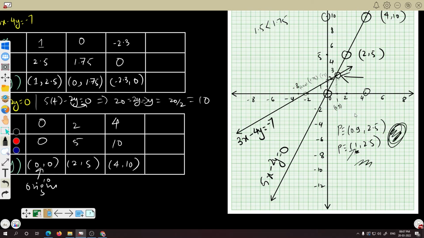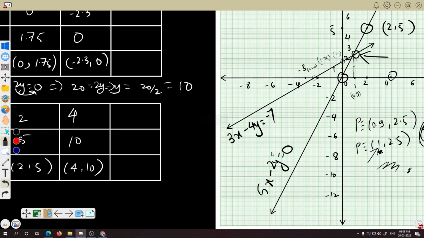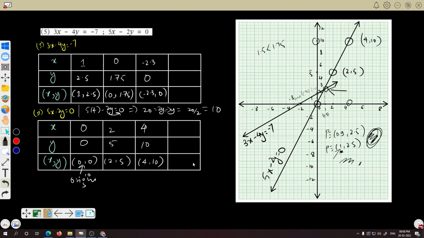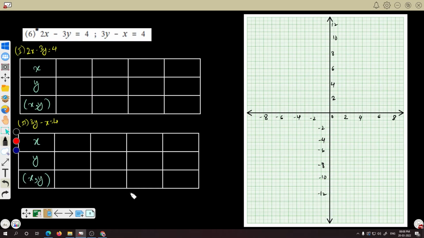Make sure that you practice this question number 5, and if your answer is exactly 1, please let me know in the comment section. Fine, so this was the 5th question. Now we'll move on to the last question of this exercise, that is the 6th question.